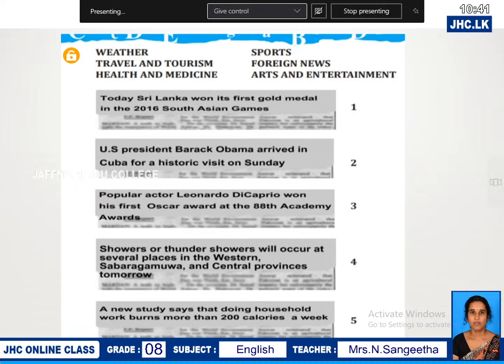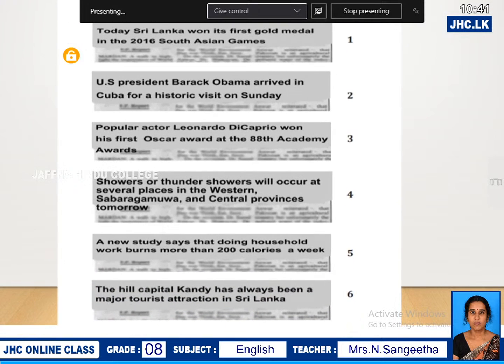Right. And the fourth one, showers or thunder showers will occur at several places in the western, Sabaragamuwa and central provinces tomorrow. What is showers? It is raining. Showers means raining. Right. Showers or thunder showers will occur at several places in the western, Sabaragamuwa and central provinces tomorrow. And the fifth one, a new study says that doing household work burns more than 200 calories a week. And the sixth one, the hill capital Kandy has always been a major tourist attraction in Sri Lanka.